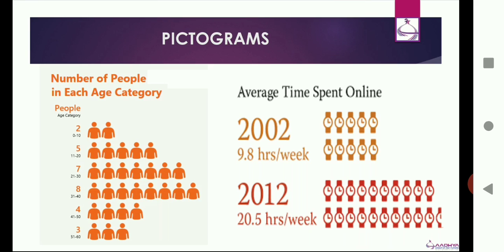So this tells us that there are more middle-aged people in this population. This generally happens in a developing country. In developed countries, you will see mostly people are in the age group of 41 to 70 or 80.